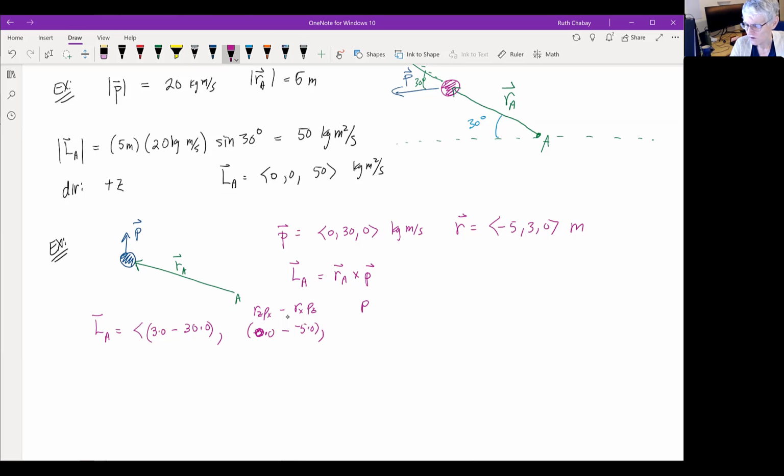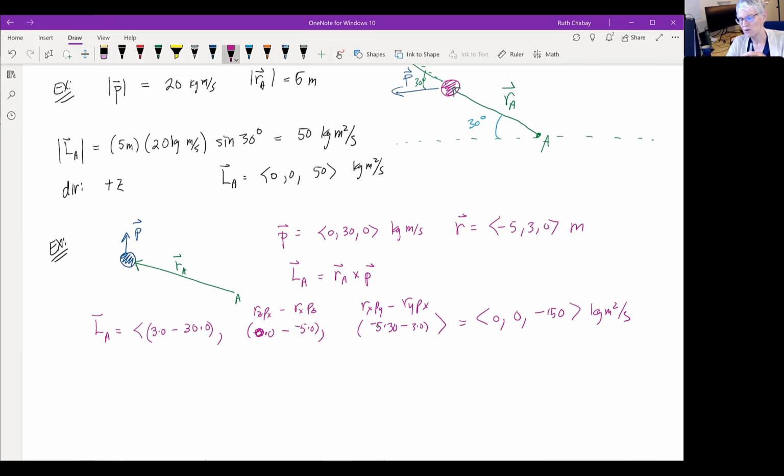And finally, for the z component we want RXPY minus RYPX. So this is negative 5 times 30 minus 3 times 0. And so we get 0, 0, negative 150 kilogram meters squared per second.